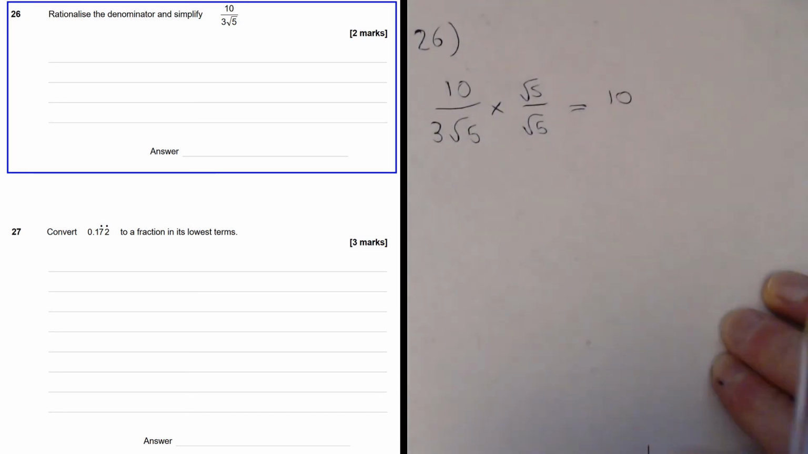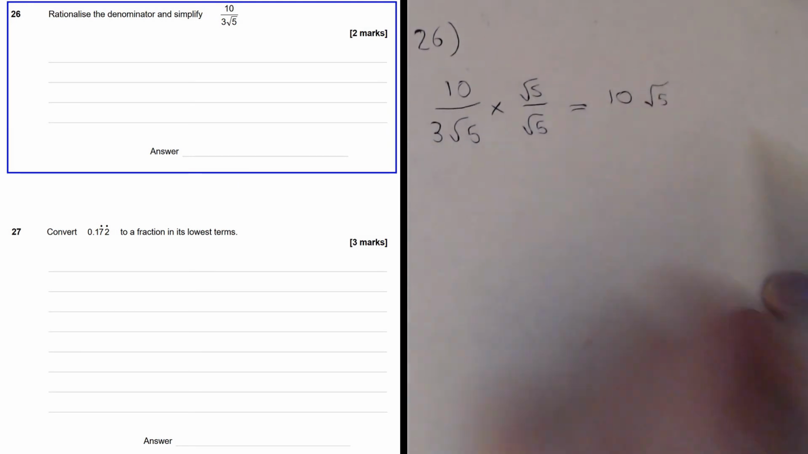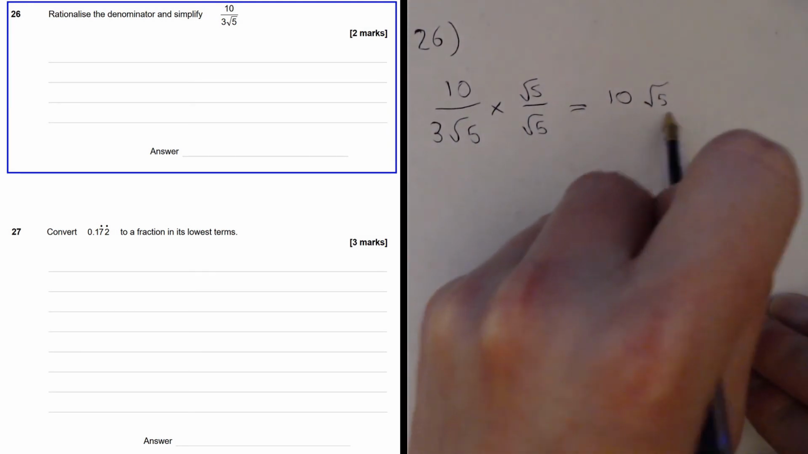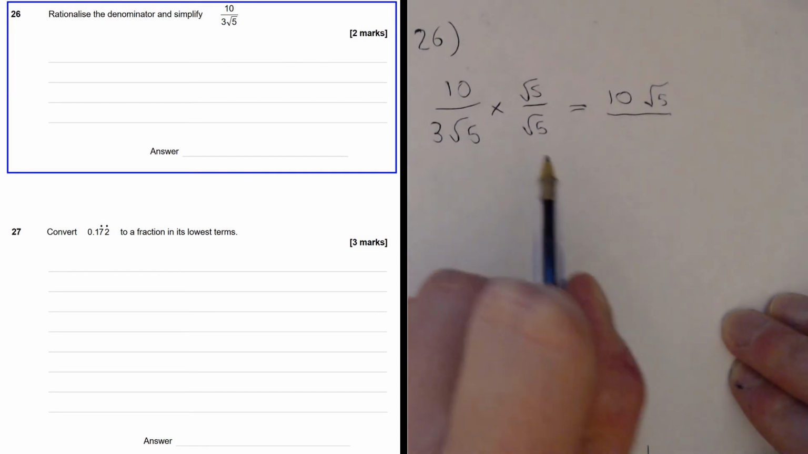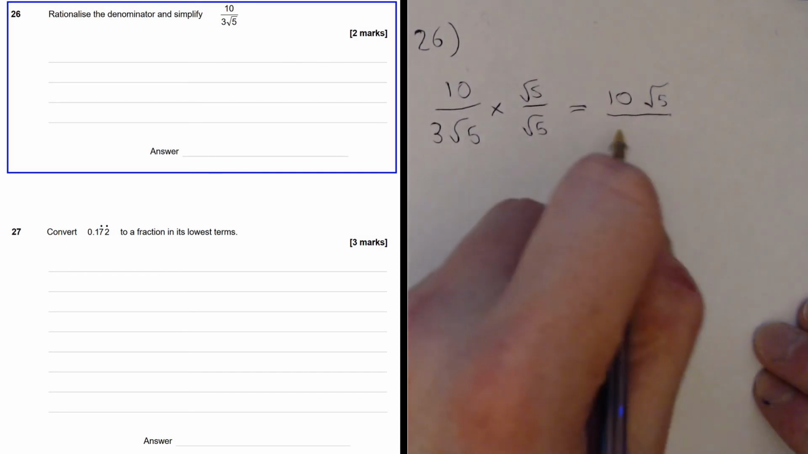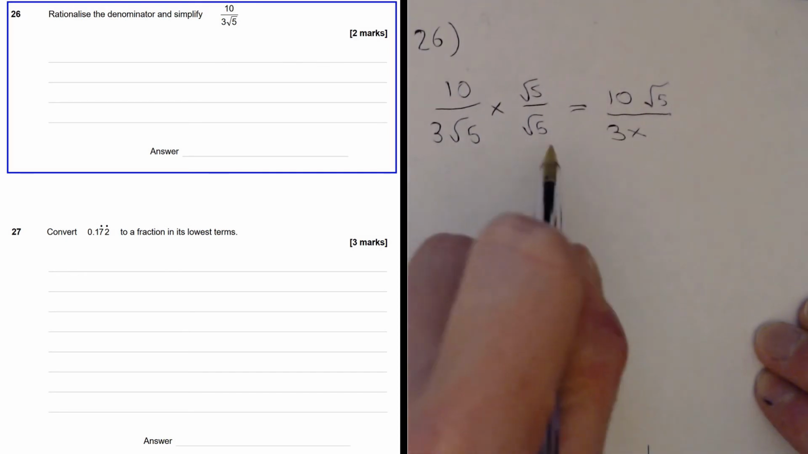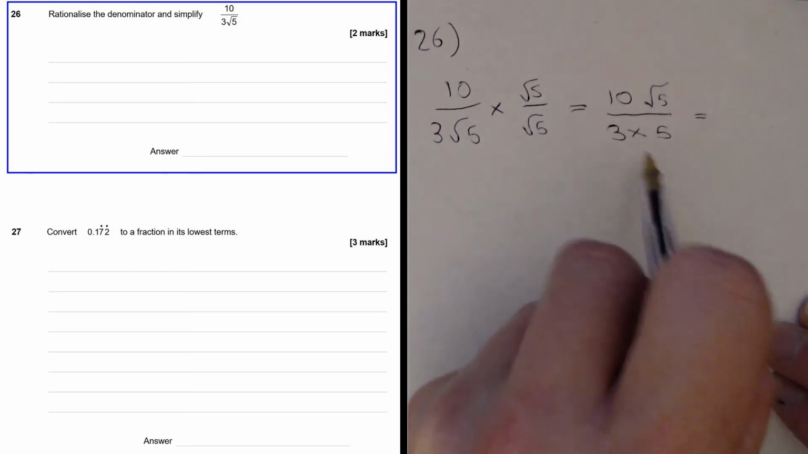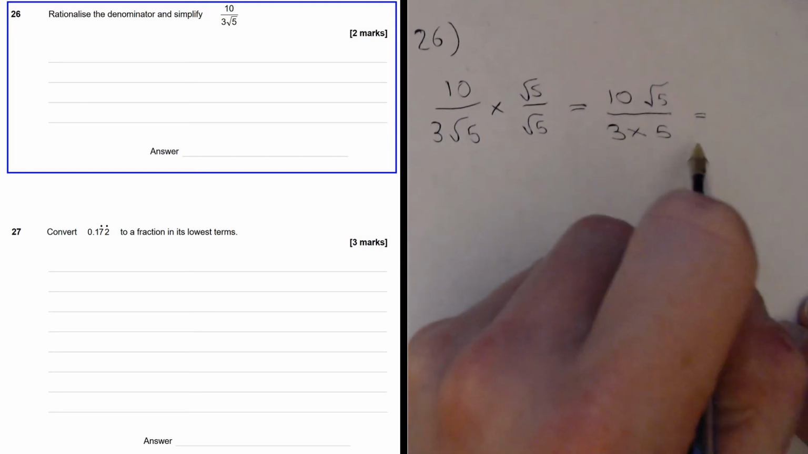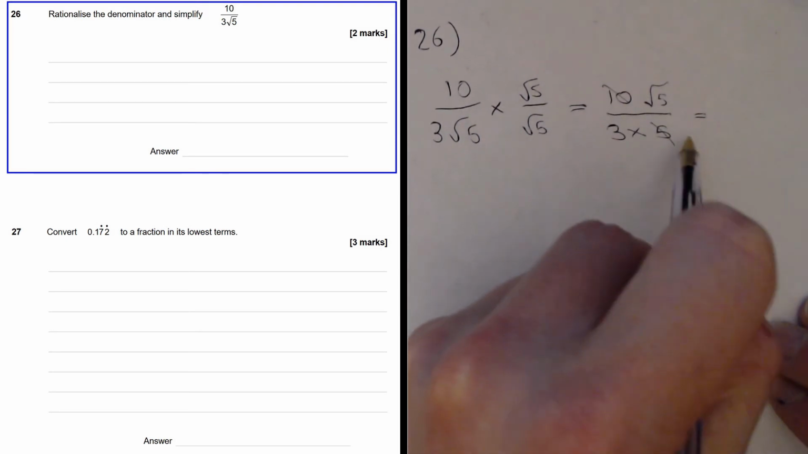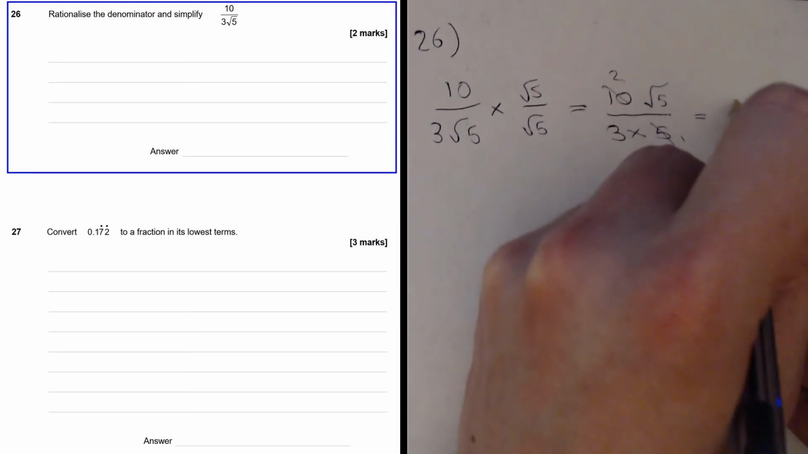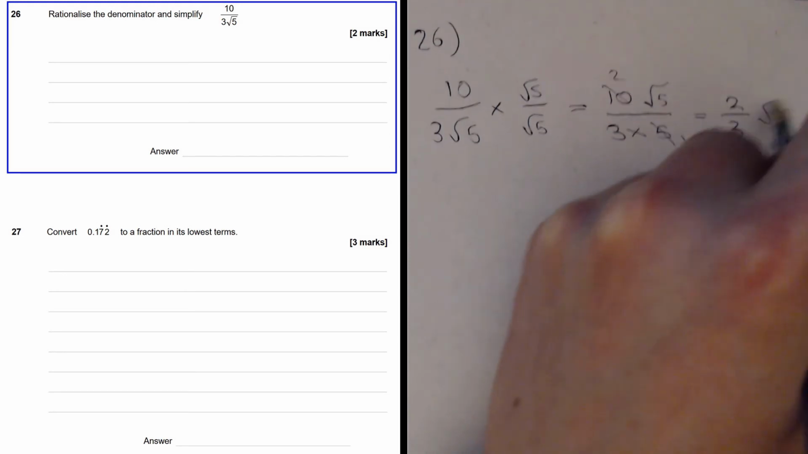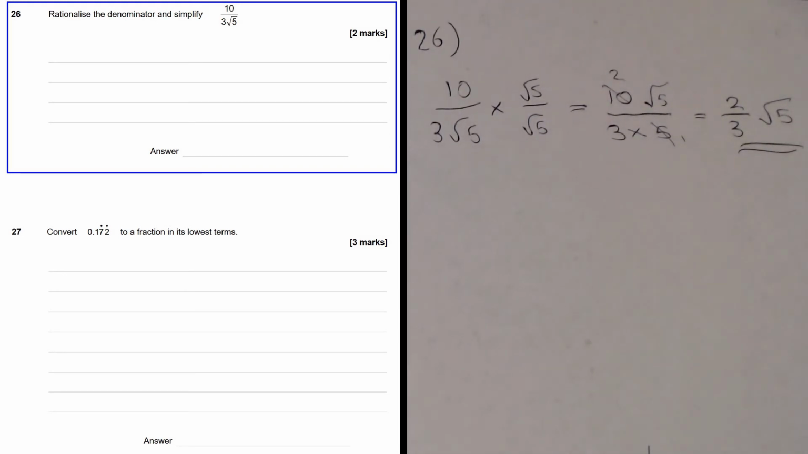So if we do that, on the top we are going to get 10 root 5, and on the bottom we're going to get 3 root 5 times root 5. Well, that's 3 times root 5 times root 5 is 5. So this is going to give us 10 root 5 over 3 times 5. We can do a bit of cross-cancelling here. 10 and 5 becomes a 2 and a 1. So this gives us 2 root 5 over 3. And that is our answer.